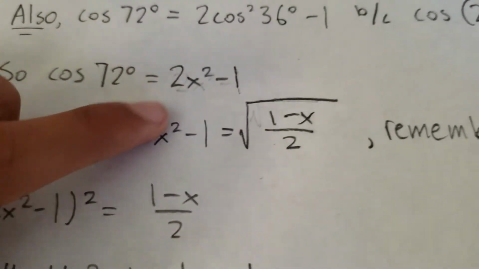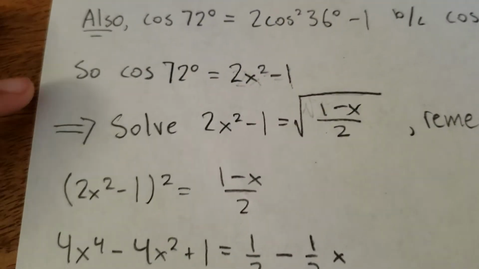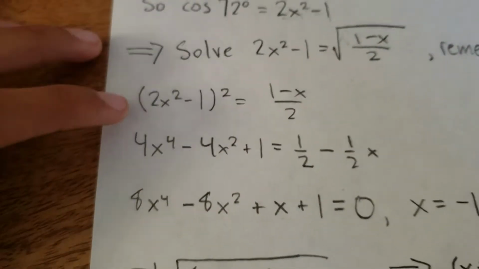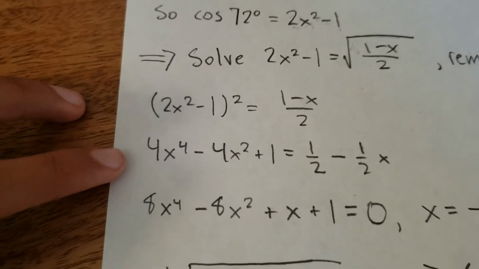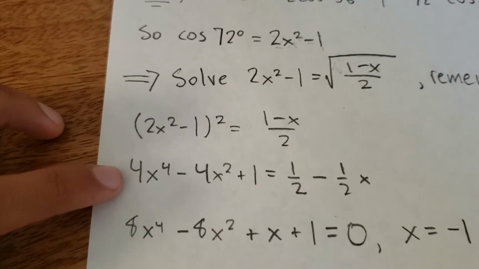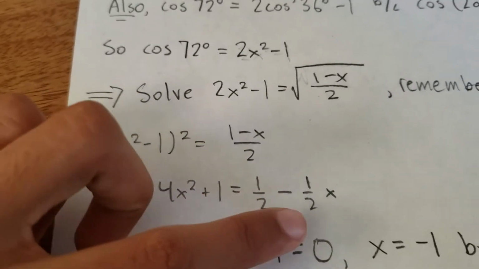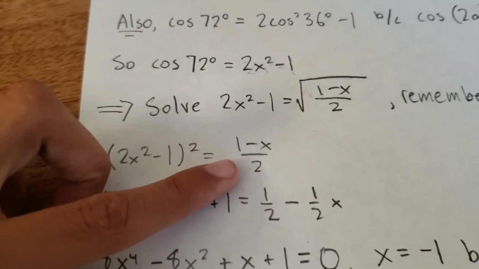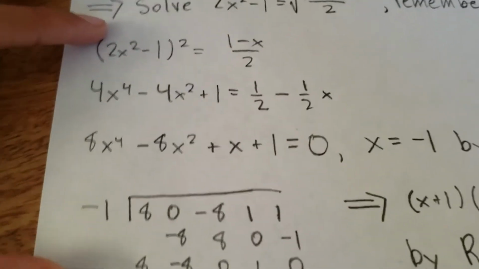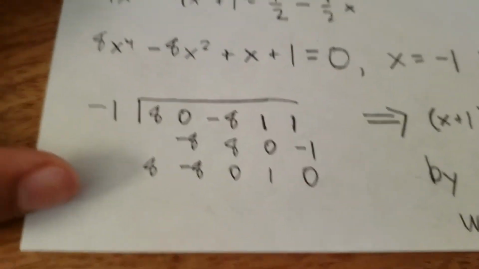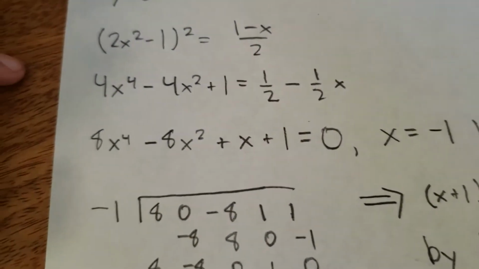So setting those two together, 2x squared minus 1 is just the square root of (1 minus x) over 2. Squaring both sides to get rid of the square root and expanding, we have 4x to the fourth minus 4x squared plus 1 is equal to 1/2 minus 1/2 x. I just split this fraction into two separate fractions. Moving on, we want to clear the denominators on the right-hand side of this equation.